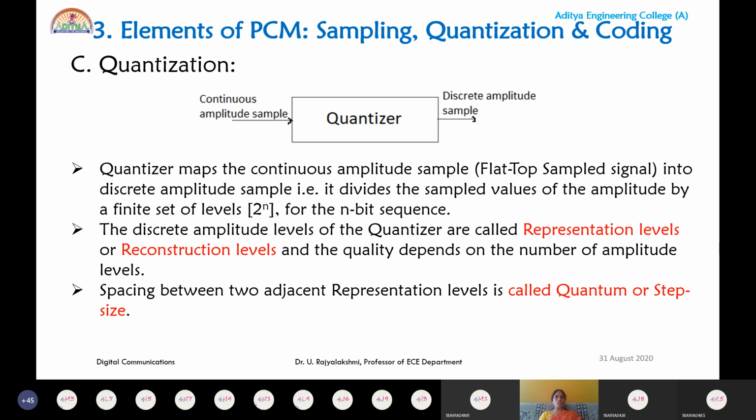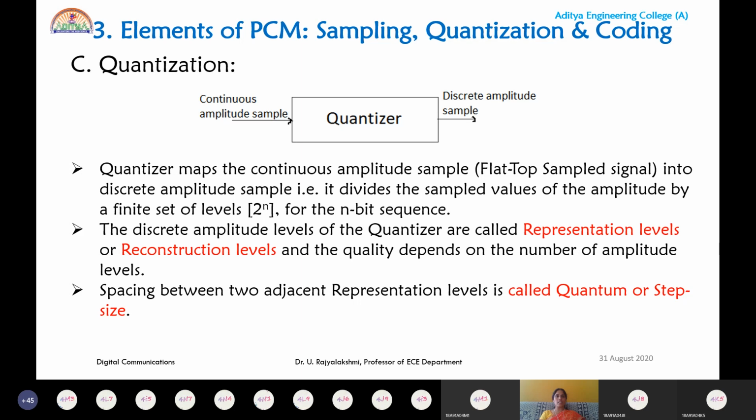So what is meant by step size? Step size is a spacing between two adjacent amplitude levels or representation levels. In your textbook, according to your syllabus, we can call it a step size, but the other name is quantum. Okay, so now is this slide okay? If it is okay, we can move to the next slide.